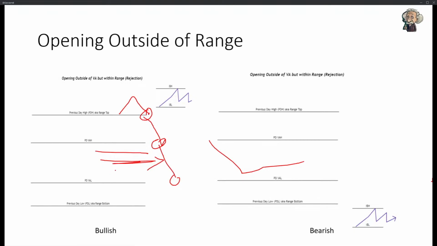Okay, so this is the last one of the 4 types. Any questions on the opening types?